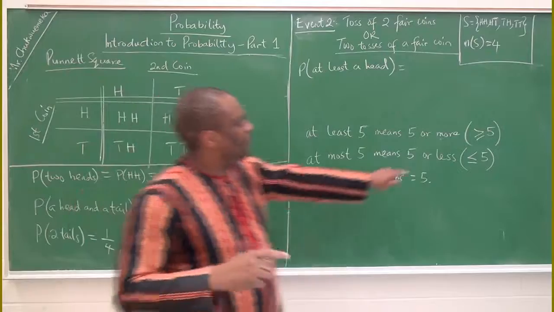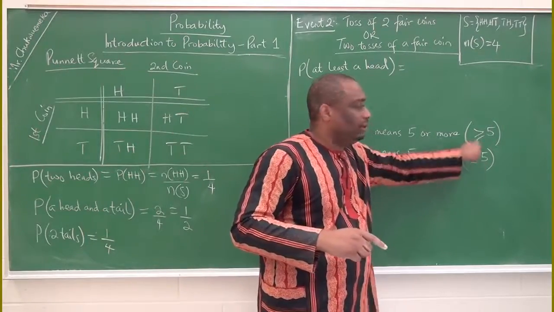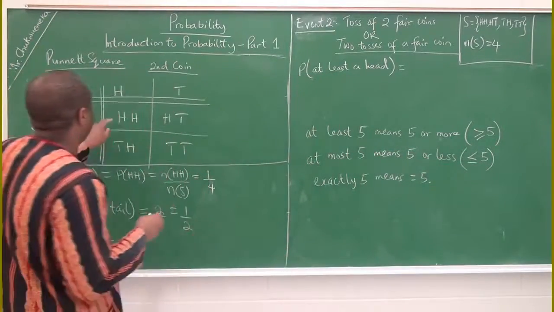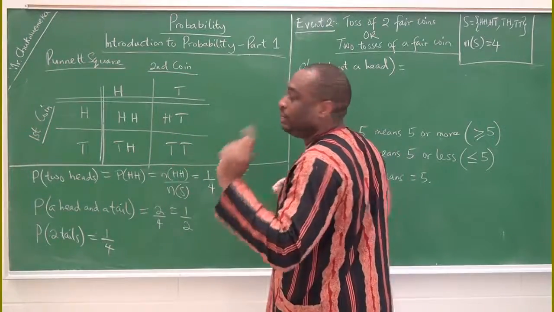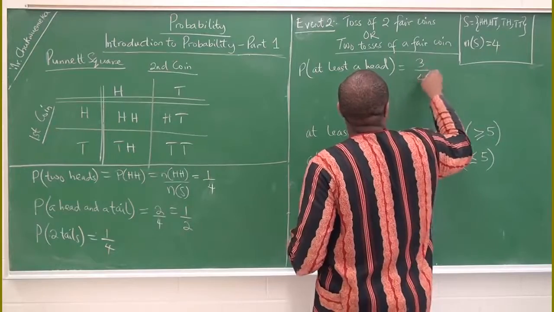At least a head is inclusive. Remember this equal sign. It's inclusive, so it could be 1, 2, or 3. It could be head, head, or head, tail, or tail, head. And I will give you 3 over 4.